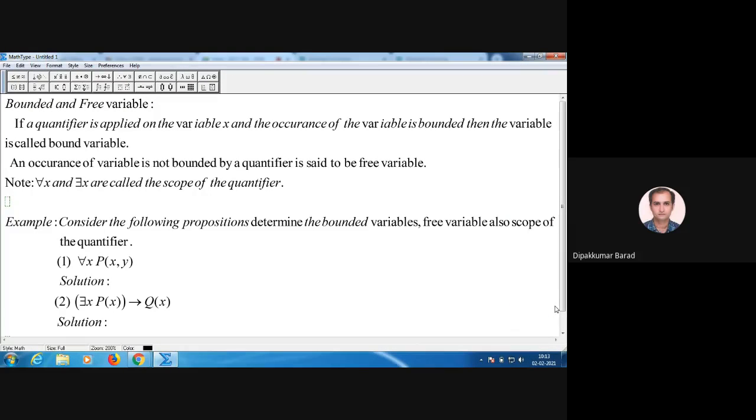Okay, so last time we discussed quantifiers, with an example on it. Now today we are going to discuss bounded and free variables.